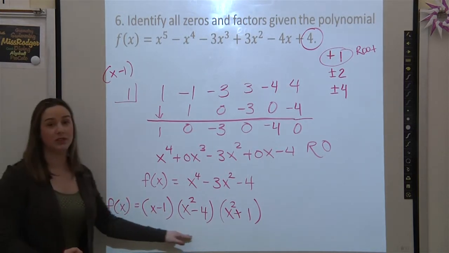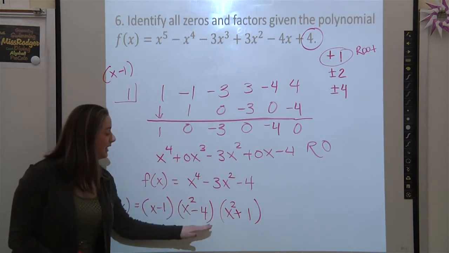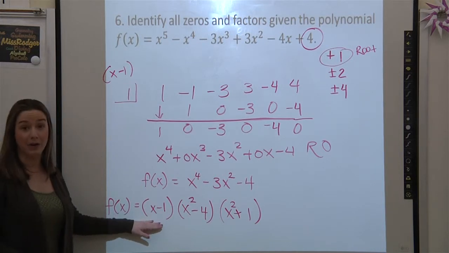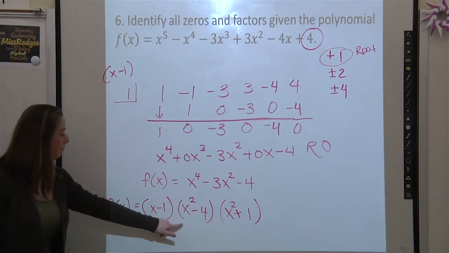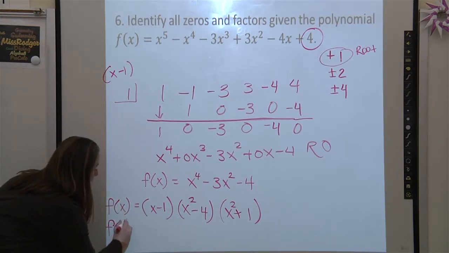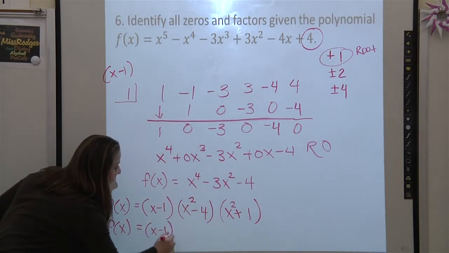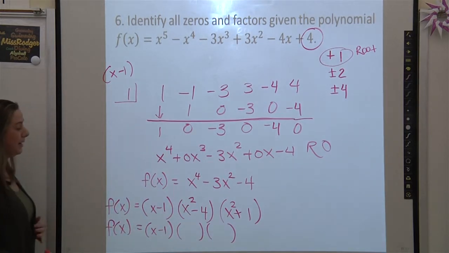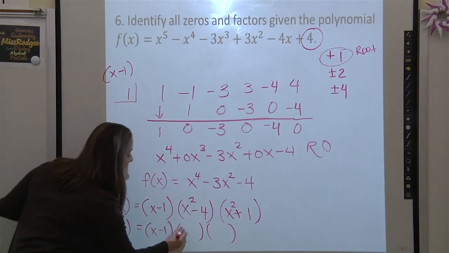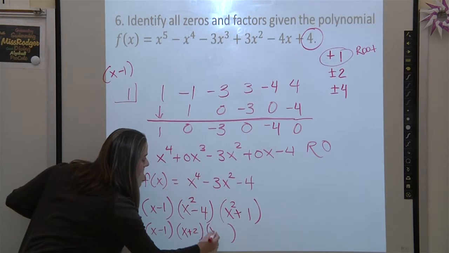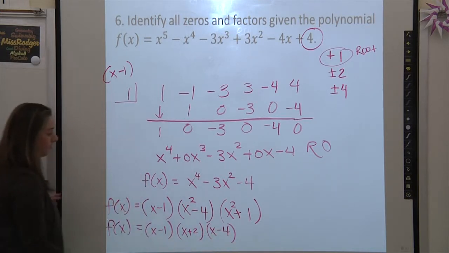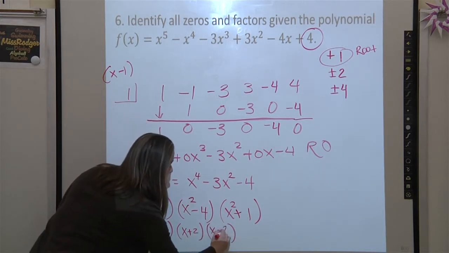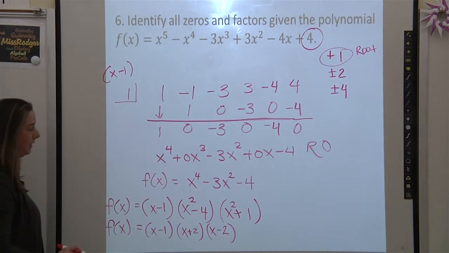And I'm almost done. I need to simplify these a little bit more because I need to get these all down to linear binomials. So I'm going to take f of x equals x minus 1 and see if I can now factor x squared minus 4. So I'm going to think about this as x plus 2 and x minus 2.